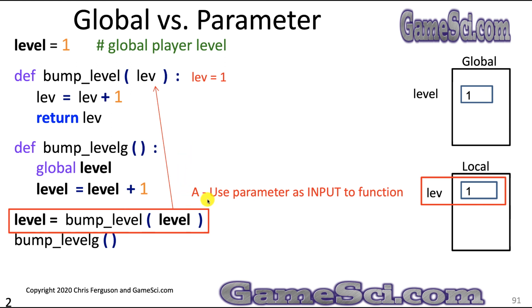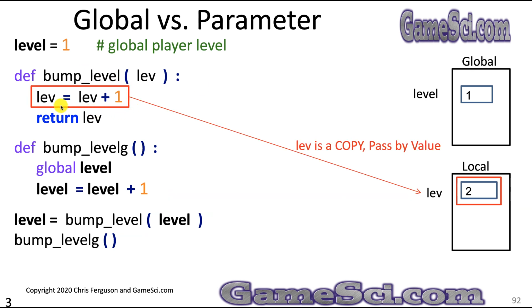Option A, as I explained earlier, is we can use parameters as input to a function. I'm going to write a function here named bump level, and bump level is going to have a parameter which will be the input to the function. Well, at the time this code executes, the global variable level contains a 1, so it will pass the argument 1 to the parameter lev, and lev will be assigned a 1. We are passing a parameter as input to the function.